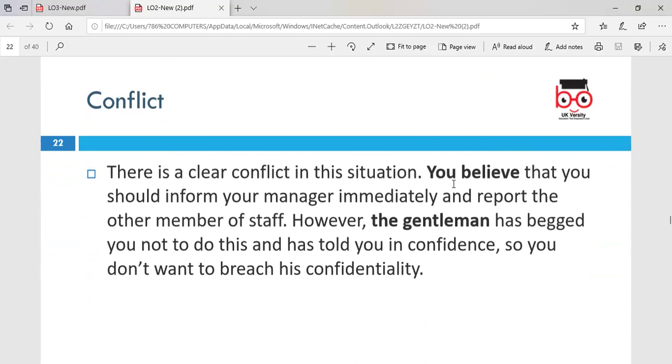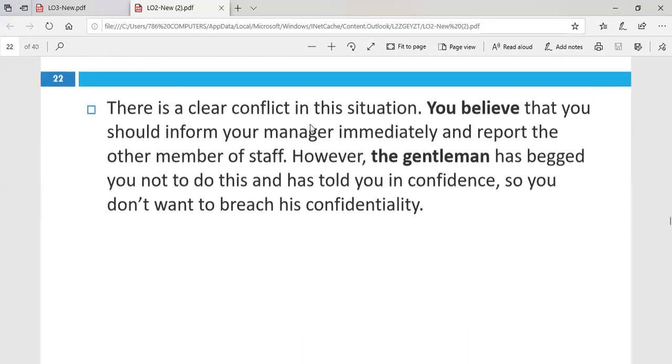You can see that this gentleman has begged you and told you in confidence whatever has happened, so you don't want to breach this confidentiality. However, you should definitely inform your manager immediately and report the other staff member also. You don't want this to continue, so this is so important. This happens so often, and we overlook this important conflict.